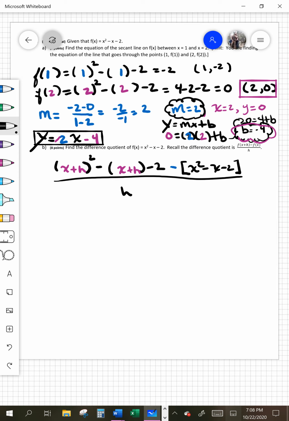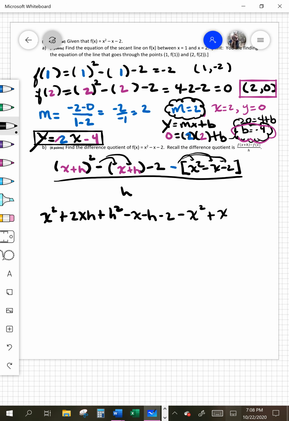So if we distribute out x plus h, that quantity times the quantity x plus h, and combine like terms, you get x squared plus 2xh plus h squared. Let's distribute this negative in here, so we get minus x minus h minus 2. And then let's distribute this negative into the bracket. We get -1 times x squared is minus x squared, -1 times -x is plus x, and -1 times -2 is plus 2.